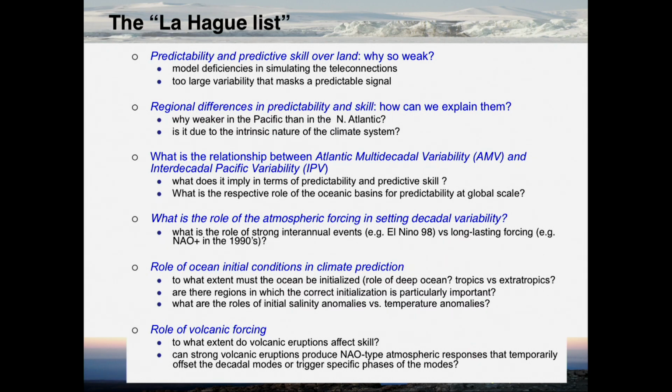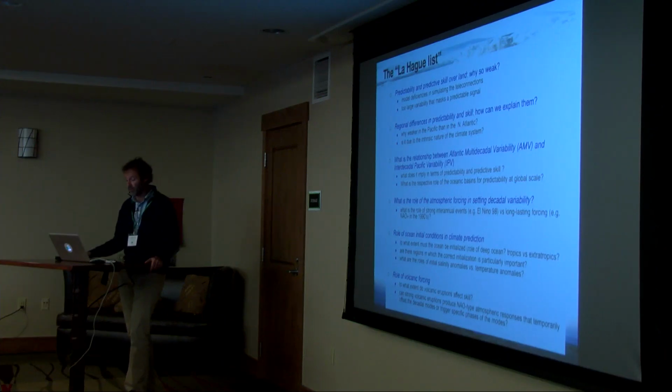A lesson we learned from CMIP5 is that we have predictability over the ocean, but we have very weak predictability over land. And so we need to better understand why we have this loss of predictability between the ocean and the land. Also, we have a lot of regional differences in predictability and skill. How can we explain especially the difference between the Pacific, where we have weak predictability, I mean, past 2 or 3 years, and the Atlantic, where we can have an extension of this predictability up to 10 years in some cases? We also need to understand the relationship between the low frequency, I mean the multi-decadal variability, in the Atlantic and in the Pacific.